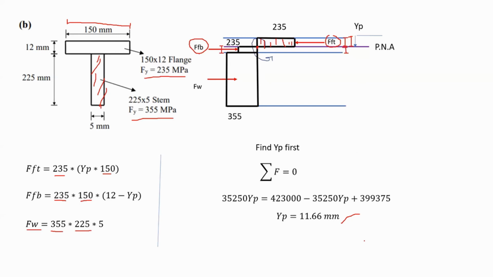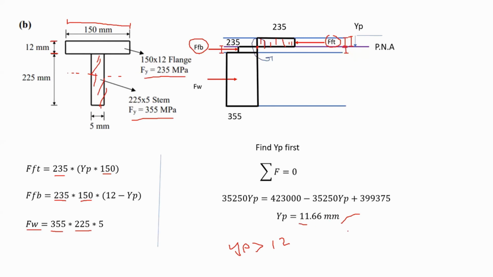Now notice something very important. Yp appears to be 11.66, which is actually within the region of the flange. The whole flange is 12 millimeters. If I got a value for Yp of 13 millimeters or anything above 12 millimeters, if Yp was bigger than 12 millimeters, you would have to draw your stress diagram again and assume that the plastic neutral axis is located somewhere in the web. But since the value was in the flange, this is fine.